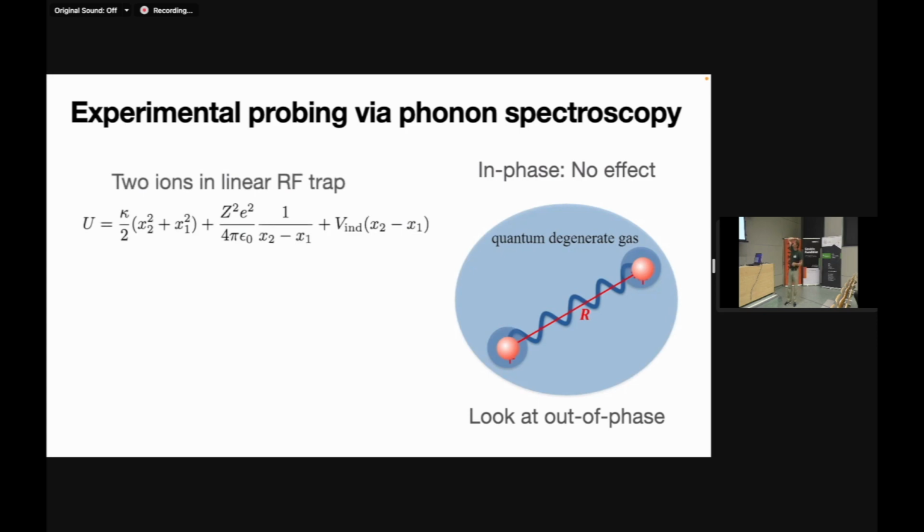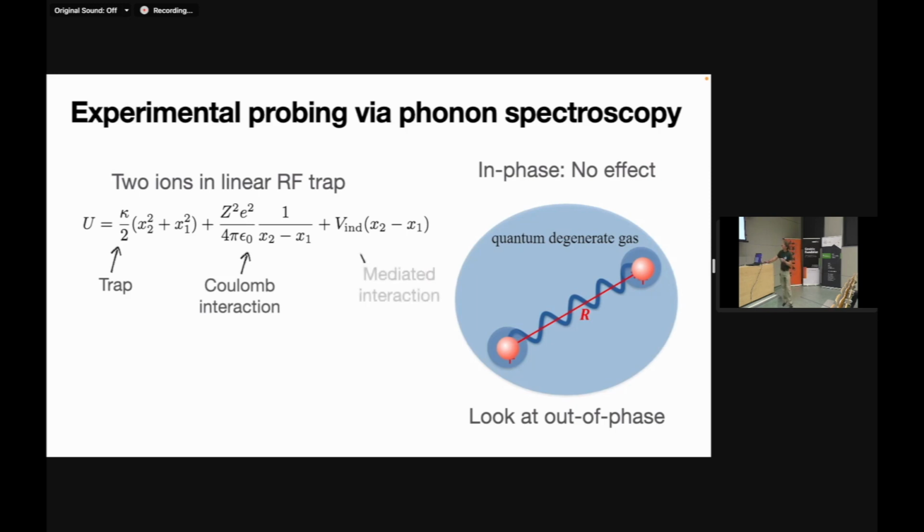We just say that the two ions have positions x1 and x2. They're living inside some RF trap. It's a one-dimensional problem, so it's very tight in the two other directions. I'll be quick. I know I have to finish now. And then they interact with the Coulomb force. So they repel each other. This you know very well, and you can plug that into classical theory to get the phonon modes.